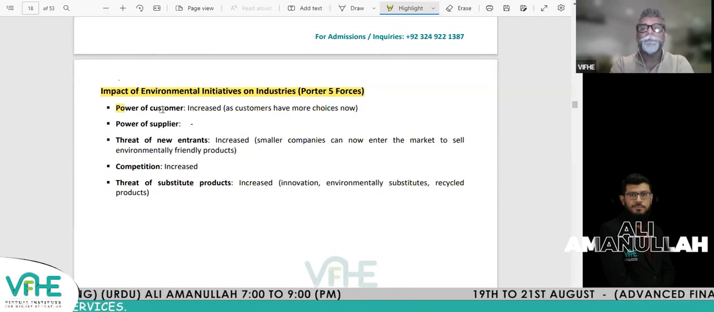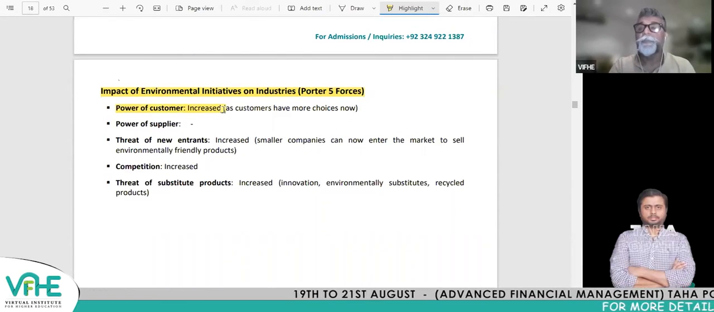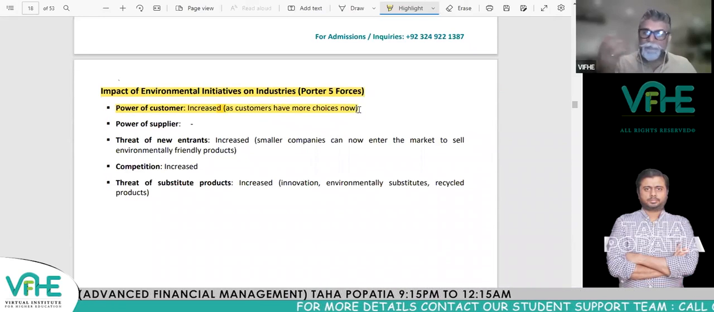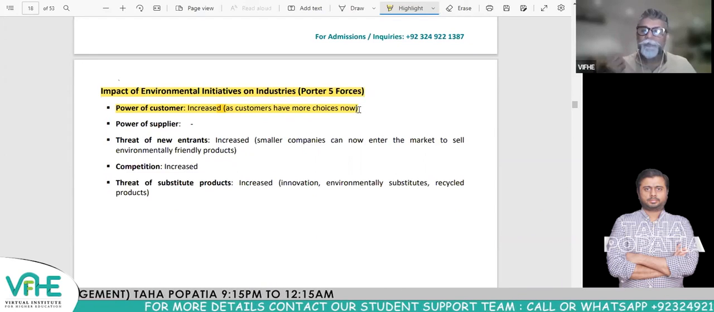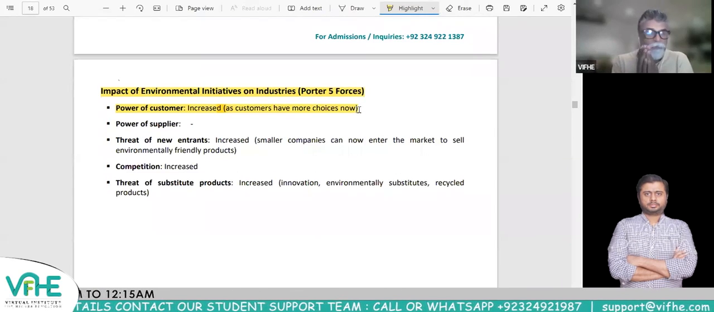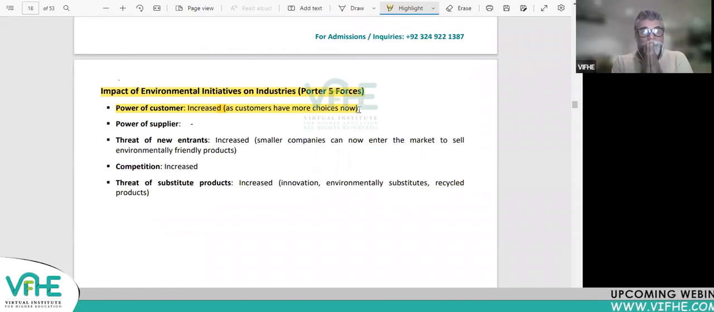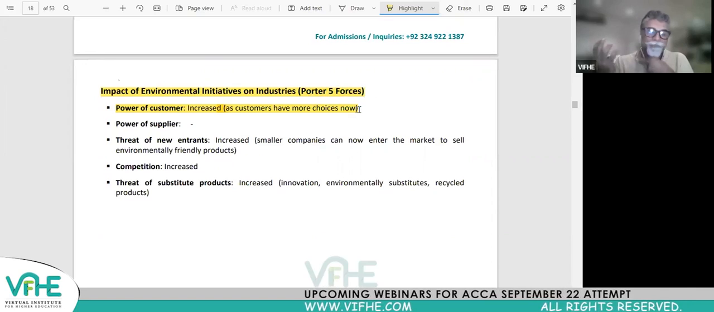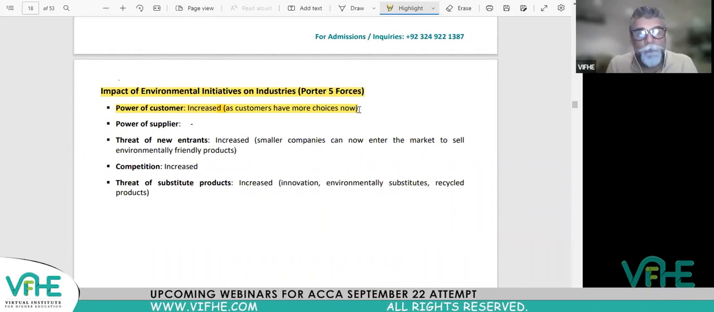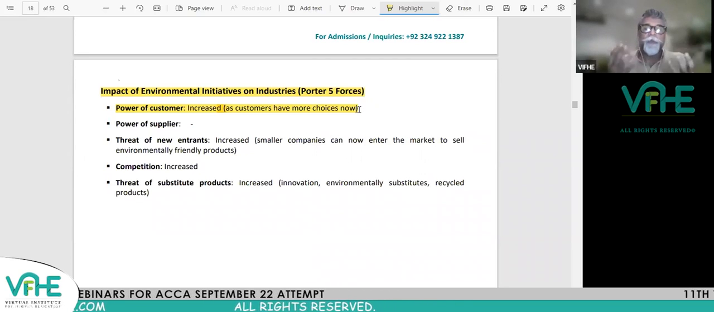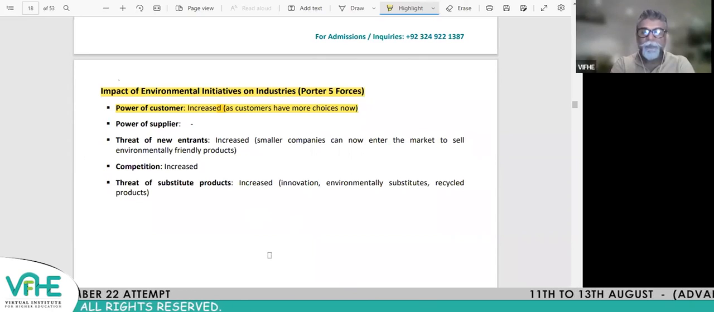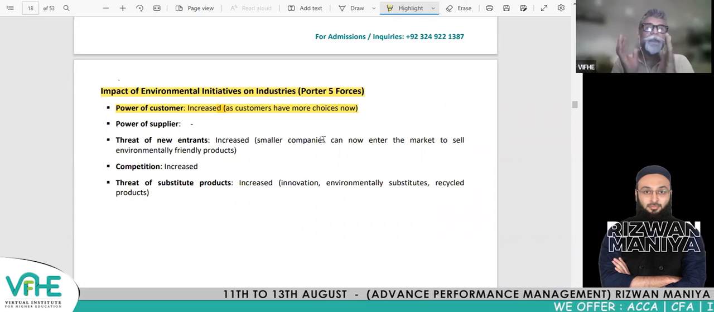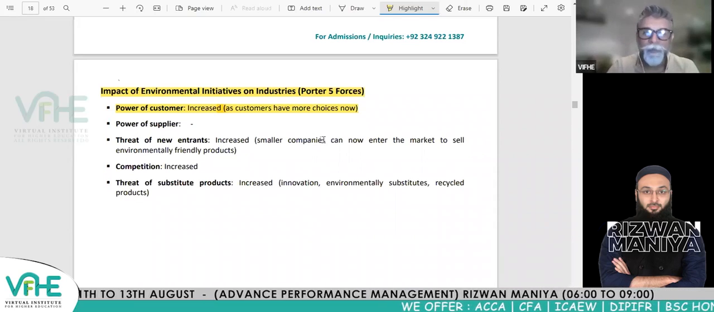In the power of customer, the power of customer has increased. Why? Because now customers have more choices. Smaller companies are opening who are selling more environmentally friendly products. Tesla is very small and it only has electric cars. So customers can go for electric cars or hybrid cars. All these environmental companies are giving more options. The moment a customer has more options, the customers' bargaining power increases. You understand? They have more choice to select between environmentally friendly and non-environmentally friendly products, right?